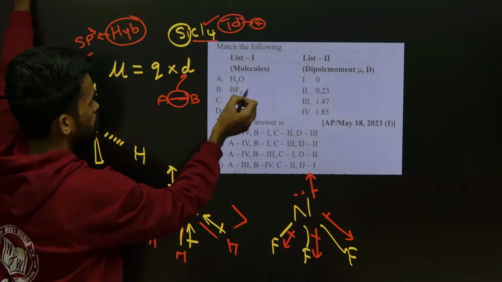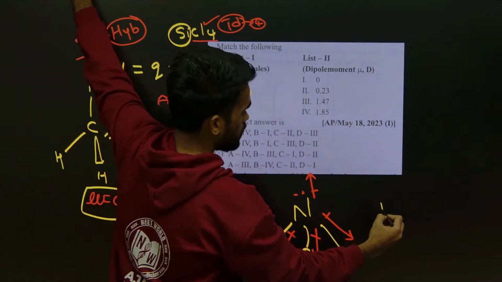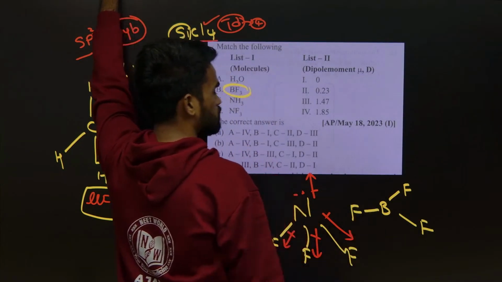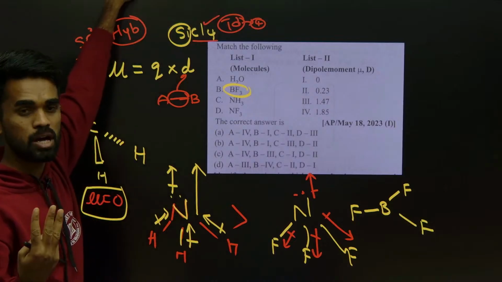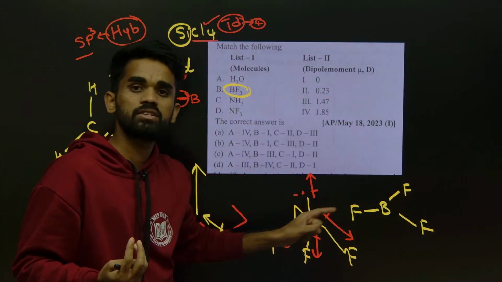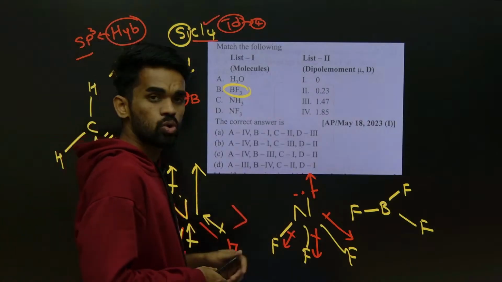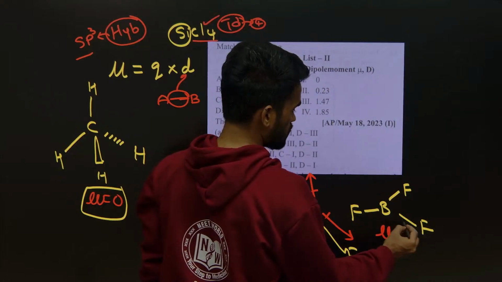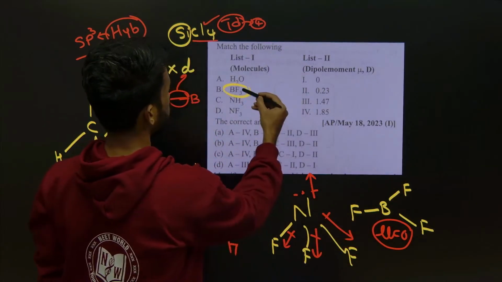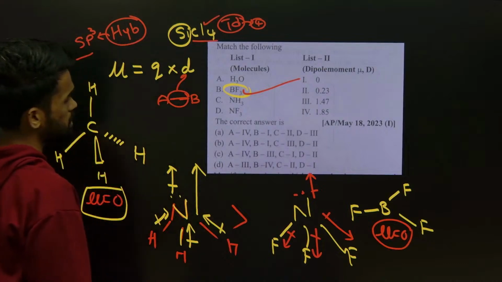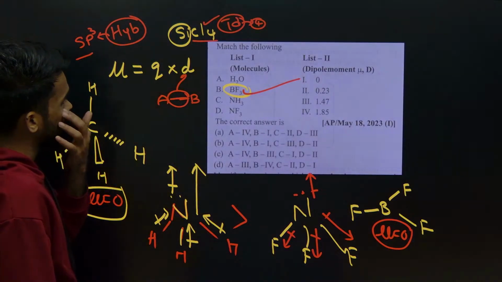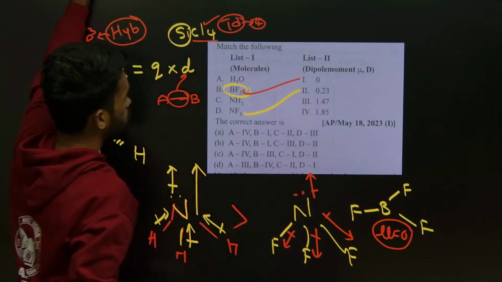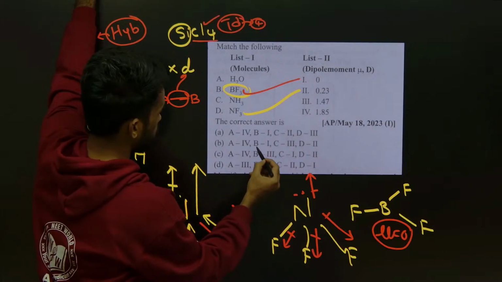And see, the BF3 molecule is given here. What is the hybridization of boron in this case? sp2. sp2 means 3 hybrid orbitals, all of them satisfied with the same atoms around, where there are no lone pairs on it. Therefore the dipole moment will be 0 here. So BF3 is 0, B1. Next, in case of NH3 and NF3, NF3 is cancelling out, so it will be 2.